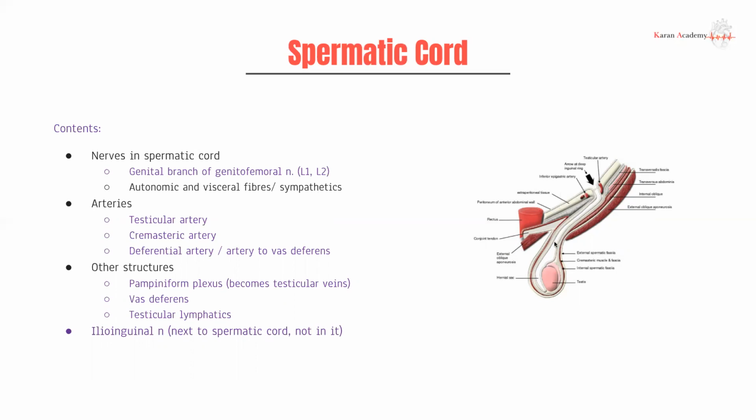An important point to make is that if it does pass through this, it can still go into the scrotum, but it would be separate to the spermatic cord. What I mean by this is, as you can see, you have this white structure here, right?